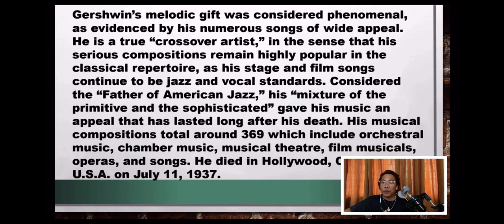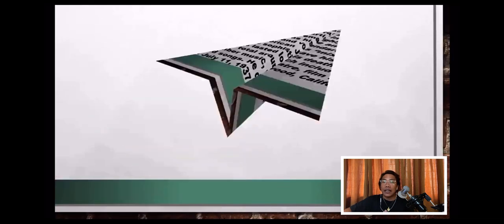As evidenced by his numerous songs of wide appeal, he is a true crossover artist, in the sense that his serious compositions remain highly popular in the classical repertoire, as his stage and film songs continue to be jazz and vocal standards. Considered the father of American jazz, his mixture of the primitive and the sophisticated gave his music an appeal that has lasted long after his death. His musical compositions total around 369, which include orchestral music, chamber music, musical theater, film musicals, operas, and songs. He died in Hollywood, California, USA on July 11, 1937.